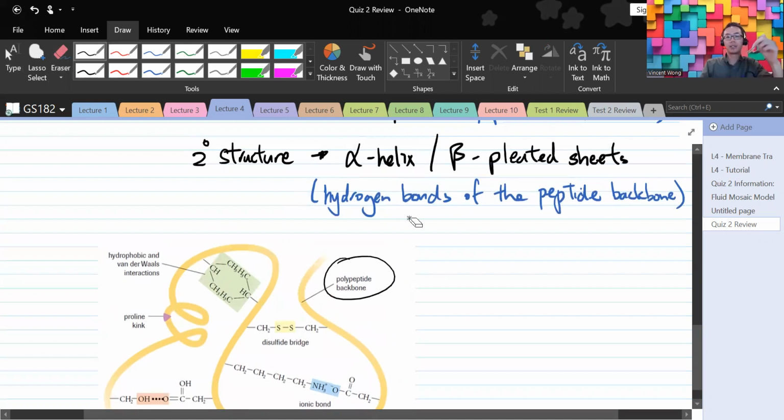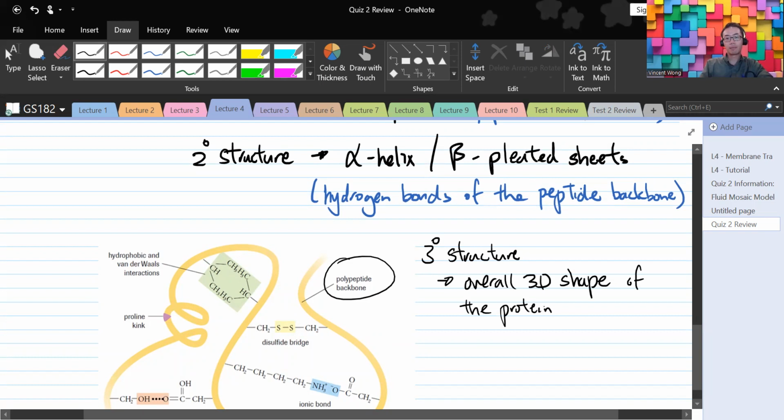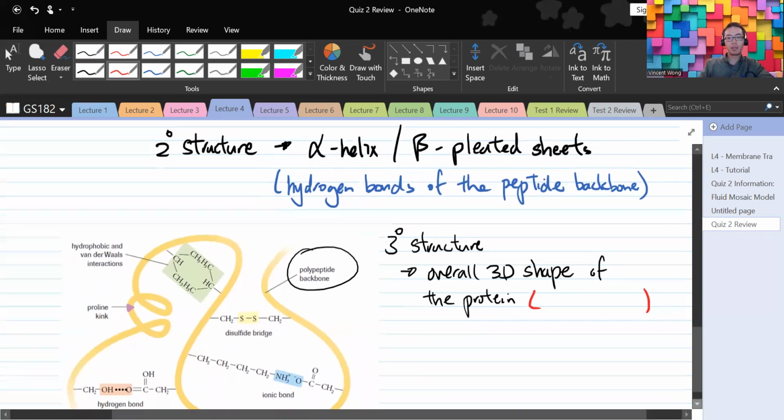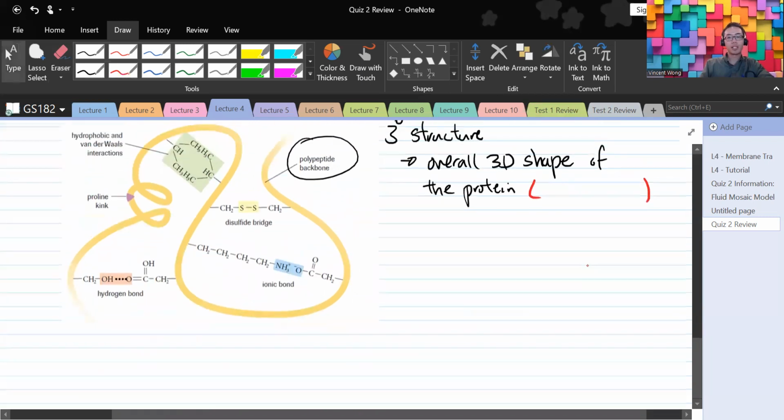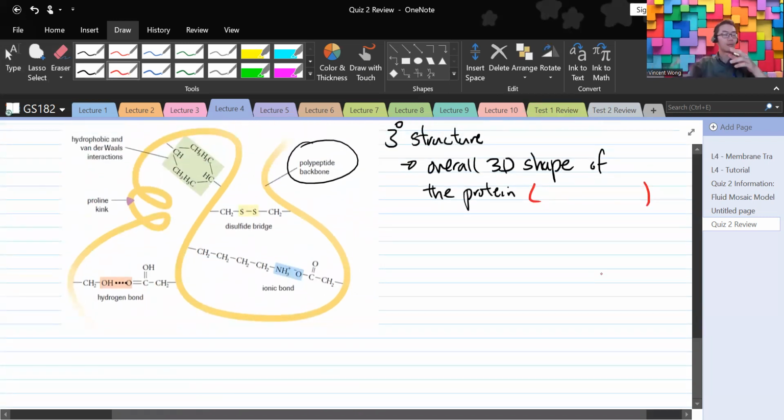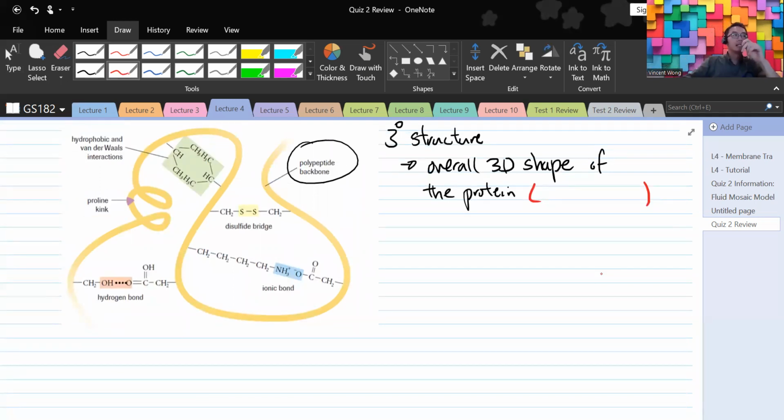Okay, if you go one level higher, then we have the tertiary structure, which gives the overall 3D shape of the protein. And we have a name for that, right? What do we call the 3-dimensional shape of a protein? Does anybody remember that? If you're thinking about conformation, that would be correct.